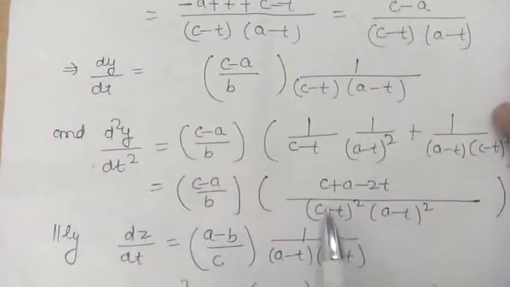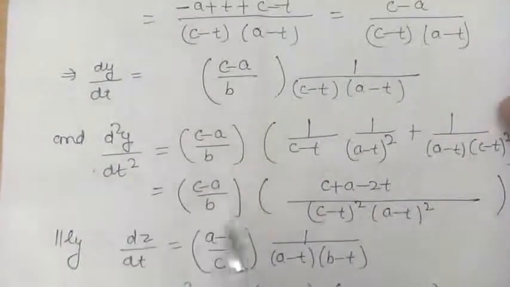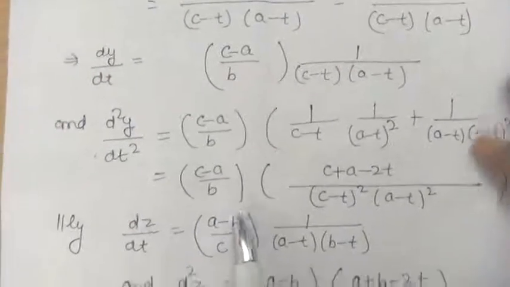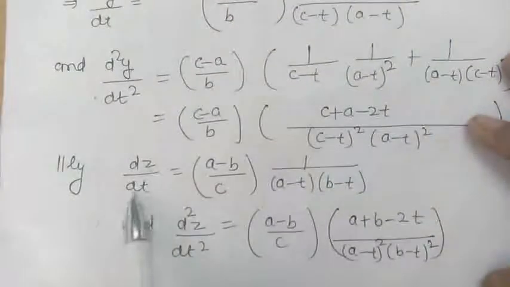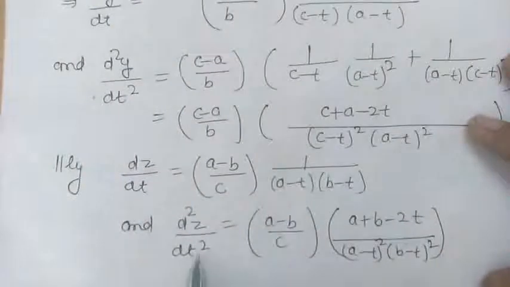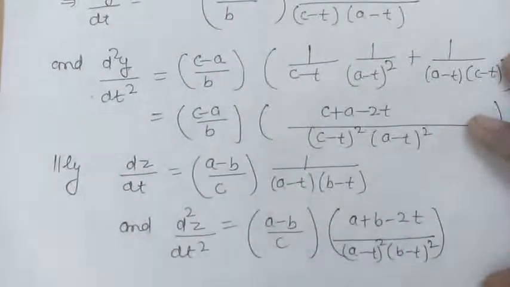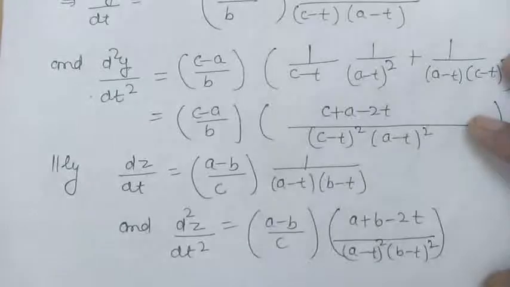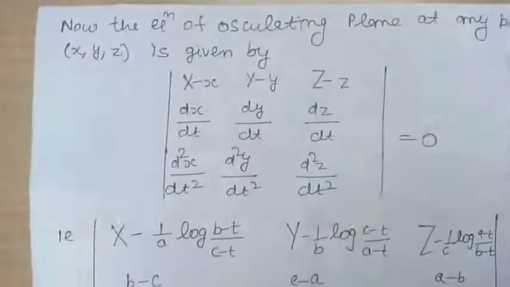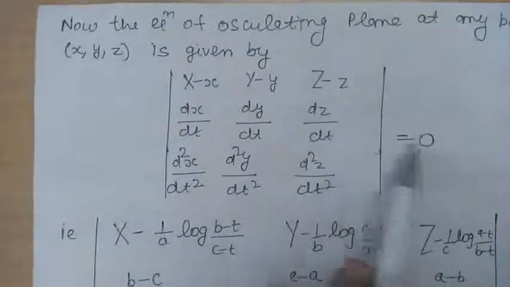Now again taking LCM, we get the value of d2y by dt2. In the same way, you can find the value of dz by dt and d2z by dt2. Now we are to find the equation of the oscillating plane. So by definition, the equation of the oscillating plane is given by the determinant equated to 0.